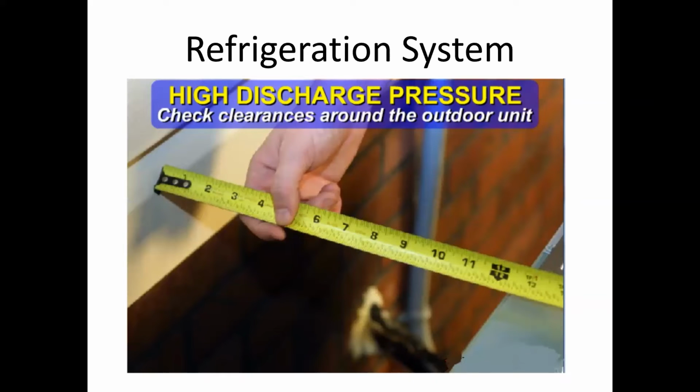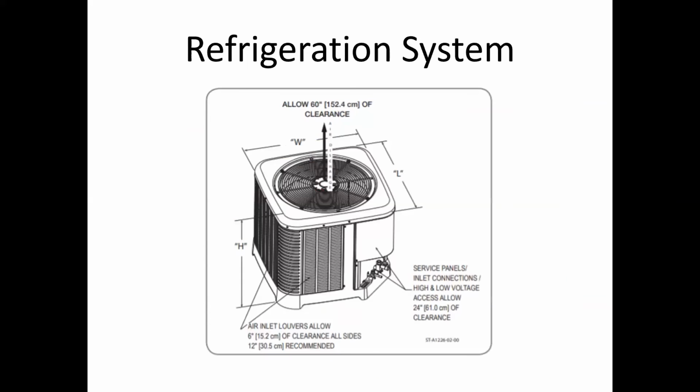Clearances. So we recommend a minimum of 12-inch clearance around the louvered sides of the unit, 24 inches at the panel, right, and 5 feet for discharge air above the unit. So give yourself enough room, obviously, to work on the unit, to pull the panels off, to get around there, to hook your gauges up, to do everything that you need to do.